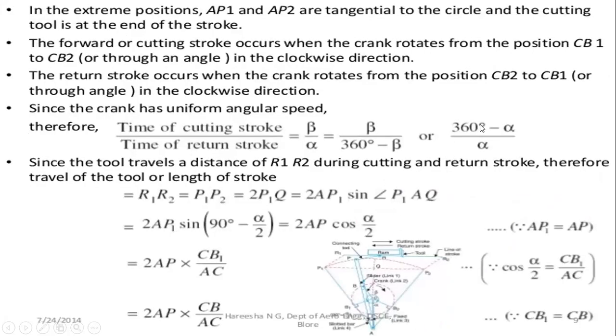We can also write it as 360 minus alpha by alpha also. So when you are having the alpha angle, you can write it like that. So that is the formula for uniform angular speed of the crank.